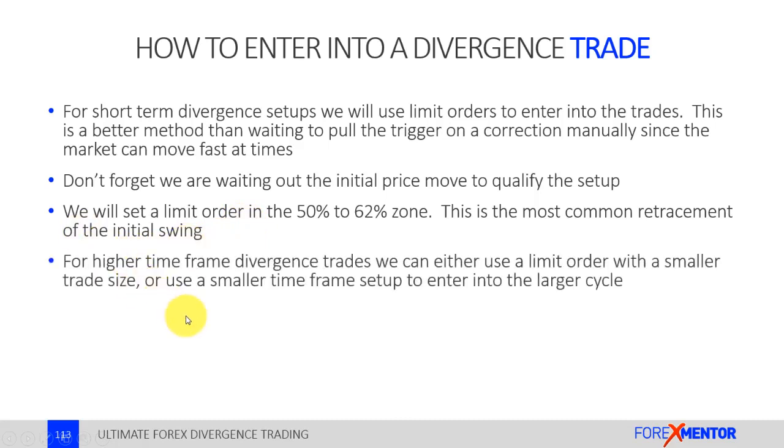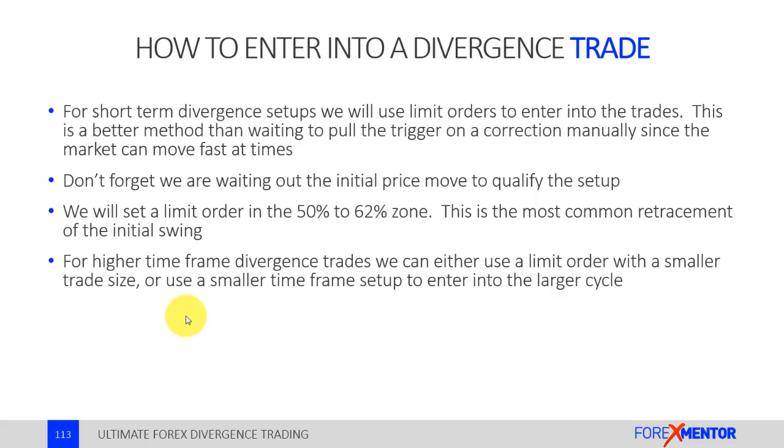Now, for higher time frame divergence trades, we can either use a limit order with a smaller trade size or use a smaller time frame setup to enter into the larger cycle. For example, if you're trading a 4-hour divergence setup, you may not want to use a stop loss that's large enough to get above the pattern. Because it's a 4-hour chart, the swing is going to be much bigger. Your stop's going to be much wider.